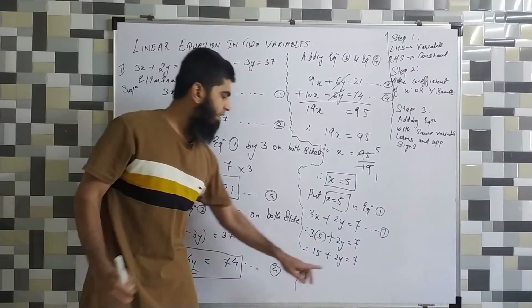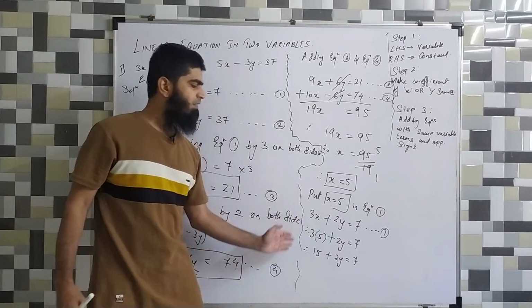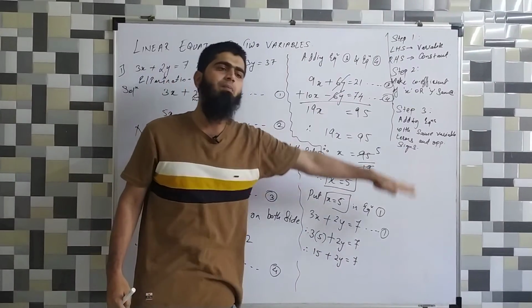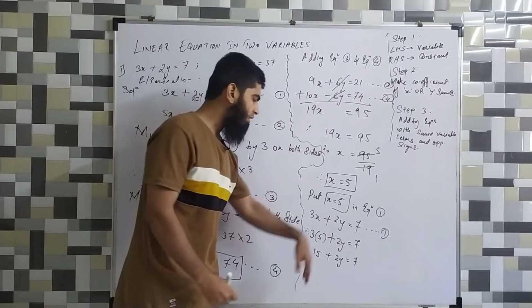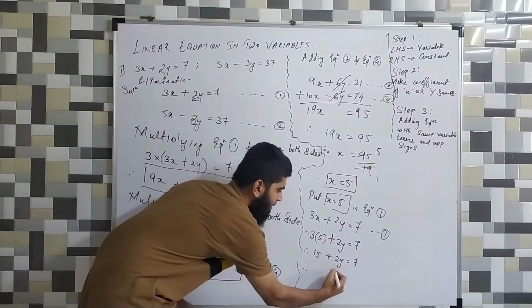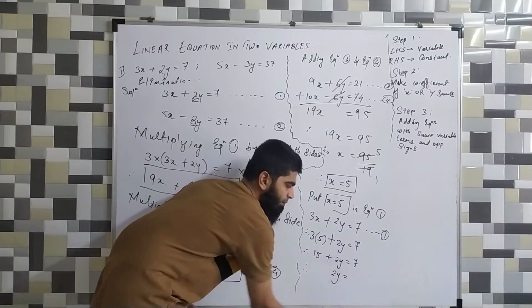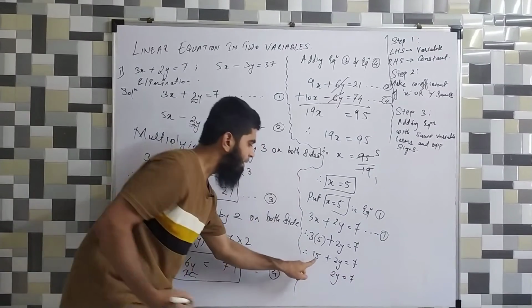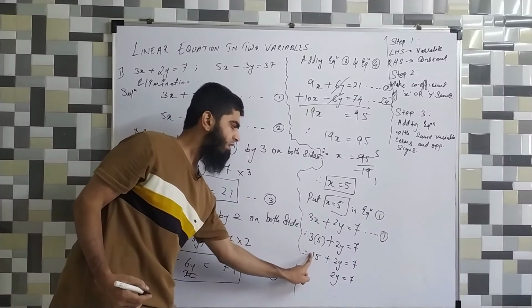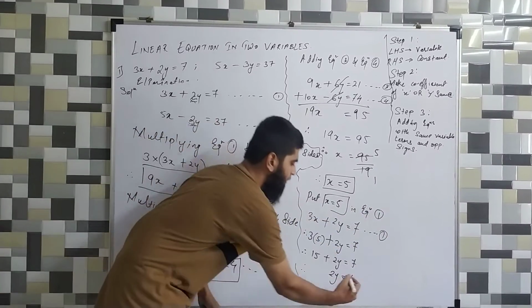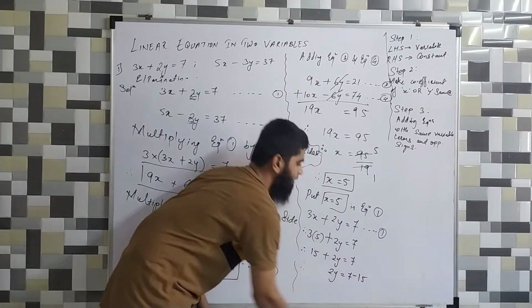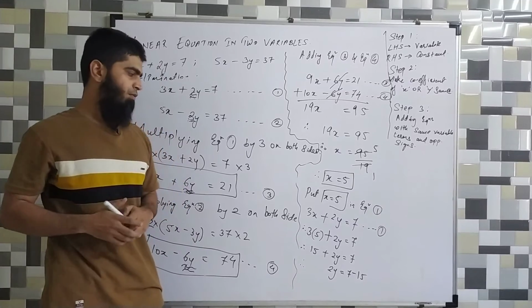In order to get the value of y, we will shift all the terms step by step on the other side, that is on the right hand side. So what I will get, this 2y as it is equal to as it is 7 as it is. This 15 is positive over here. When I shift on the other side, it will become minus 15.